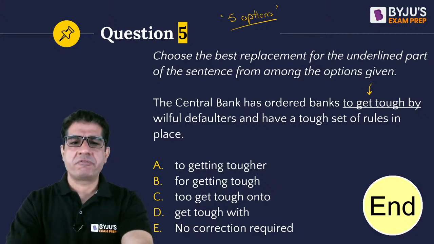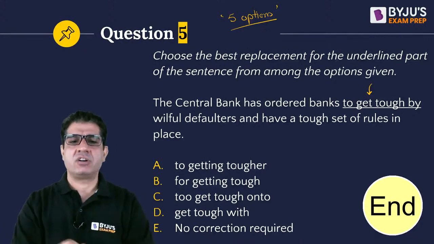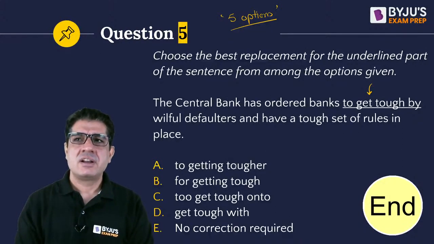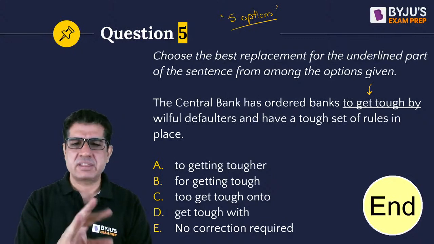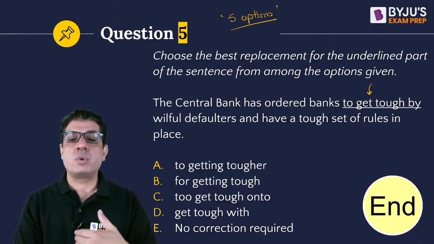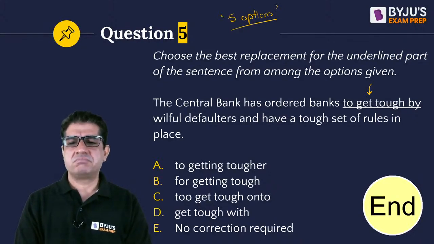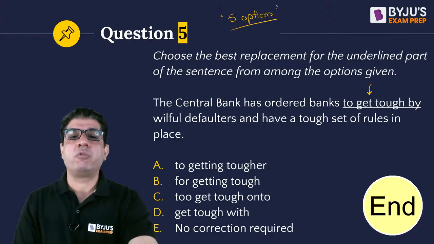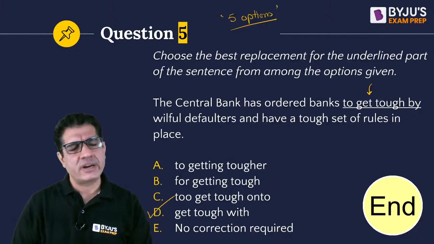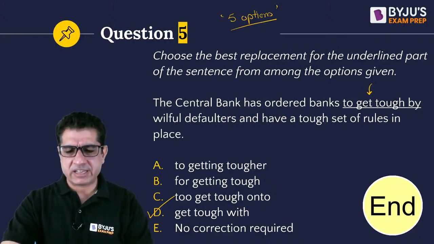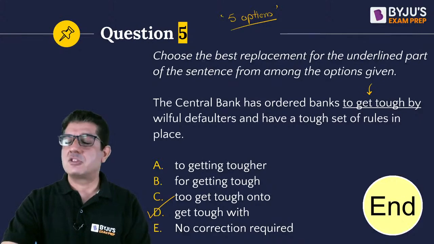Okay, guys, so question number 5. The correct answer is option D. So we use by to refer to the agent who is performing an action normally, right? I picked it by, and then with is used more in the sense of in relation to. So it should be to get tough with, since we are establishing a relationship between the banks and the willful defaulters, and that is why let's go ahead and choose D as our answer. Here is the next one. I think almost everybody has managed to get this right. So get tough with, not by.